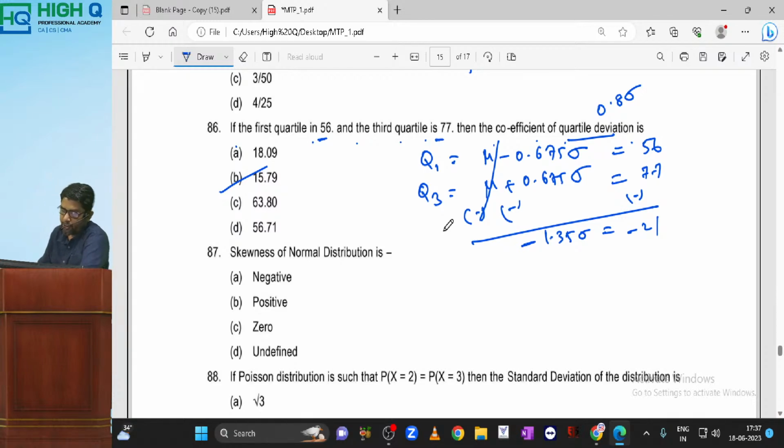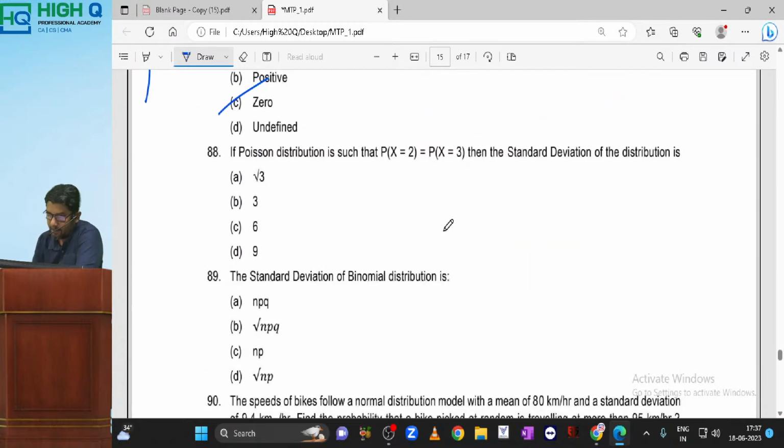Now, skewness of a normal distribution. There is no skewness for a normal distribution because it's a bell-shaped curve. In a bell-shaped curve, there is no skewness. In a Poisson distribution, P of x equal to 2 is equal to P of x equal to 3. Then the standard deviation of the distribution, I already gave you one shortcut. 2 and 3 are consecutive numbers. Directly the m value you can take as 3. So, standard deviation is root 3.